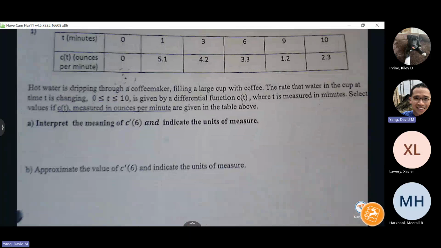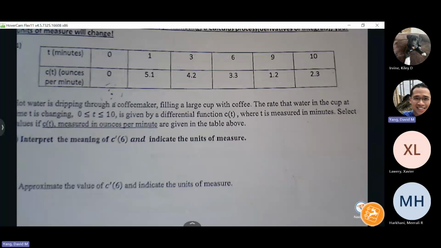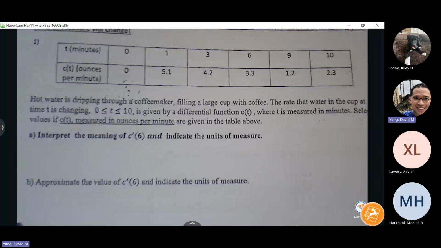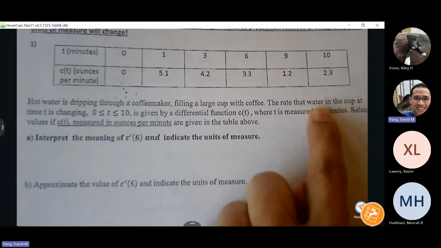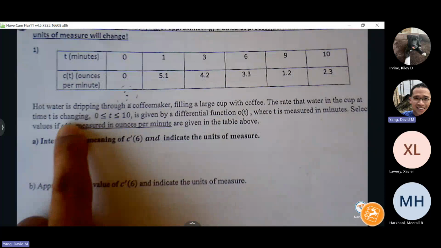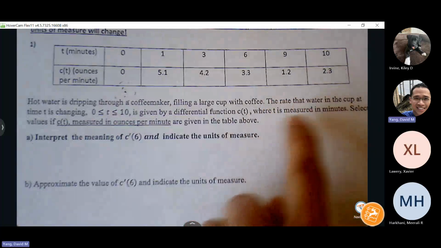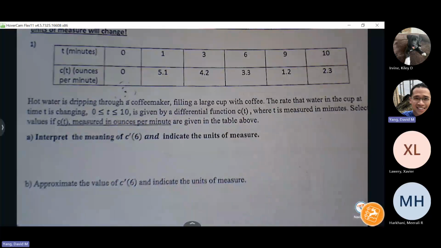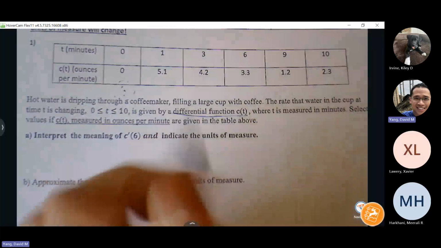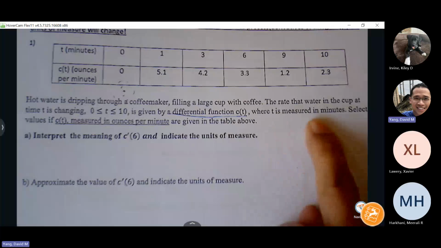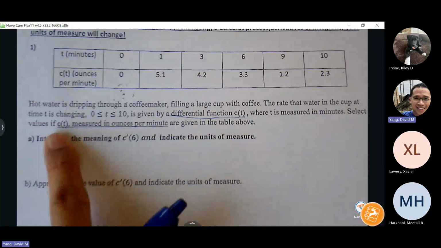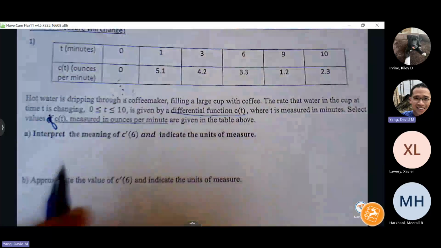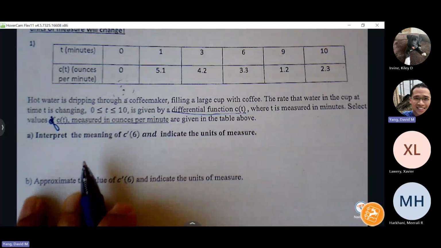Okay, so part A. Hot water is dripping through a coffee maker, filling a large cup with coffee. The rate that water in the cup is changing is given by a differentiable function C of t. That just means it's a smooth curve, where t is measured in minutes. Select values of C of t, measured in ounces per minute, are given in the table above.